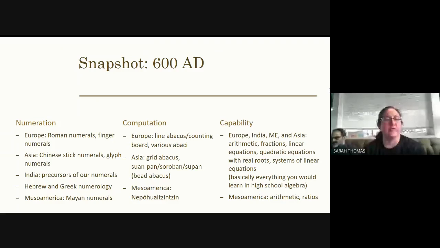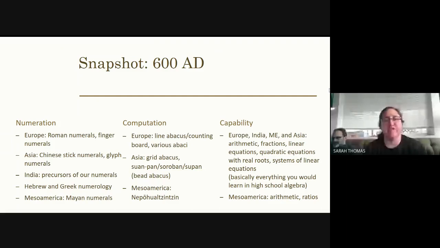As far as computation goes, how do you actually do a math problem? How do you add two numbers? In Europe, they would use a line abacus or counting board, and there were all kinds of different abacuses, for those who don't like Latin plurals, that involved beads or things sliding along wires, strings, or other devices. In Asia, they had a grid abacus, and that's what they used with the stick numerals. There were also bead abacuses, the type that people are used to thinking of as an abacus. When you think of an abacus, you picture wires with beads on them, separated by a divider into two segments, one of which has fewer beads than the other. Those did exist in 600 AD in Asia.